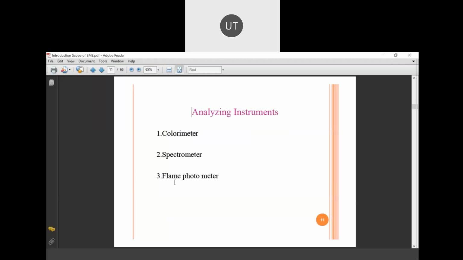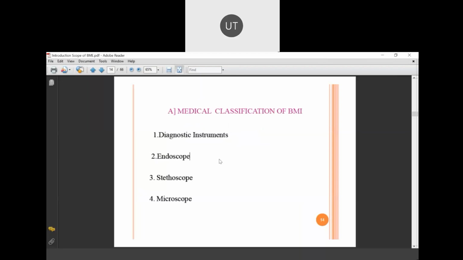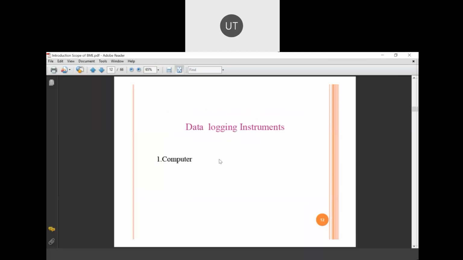Now analyzing instruments, these are the different analyzing instruments: colorimeter, spectrometer, or flame photometer. Okay. So these are also used. Then data logging instruments, which is nothing but whatever data we are going to measure or obtain from the instruments, that data we are going to just record or store. So where can we store it? We are going to store that data in the computer. Okay, so that is the data logger. Simple meaning that you know about this.